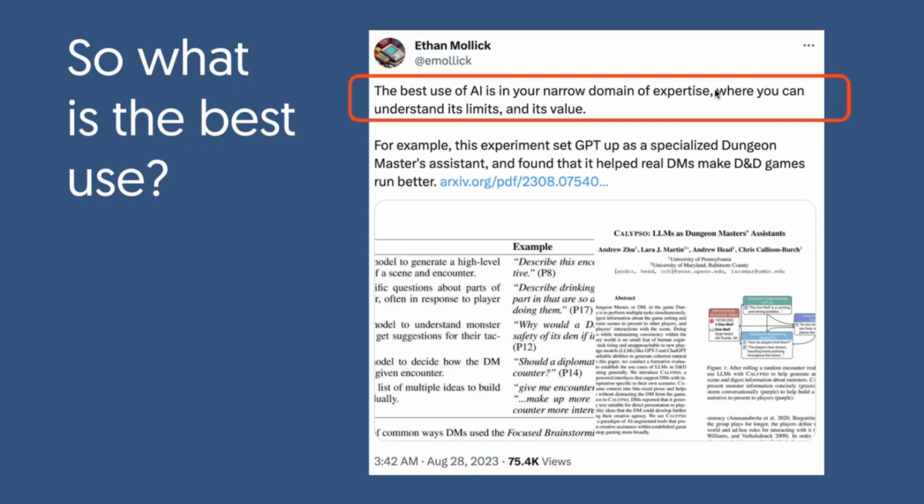Okay, so large language models are here. Large language models are now something we can use for communication, also in an applied way. How to use it? Well, before I go into a few examples, I would really like to cite here Ethan Mollick, a professor from the USA, who posted this quote last year, which I like a lot. The best use of AI is in your narrow domain of expertise, where you can understand its limits and values. I think whatever you do with AI, don't do it if you don't know the result.